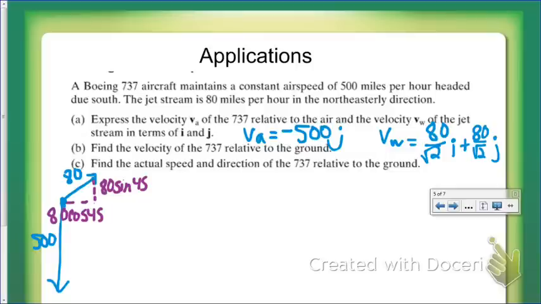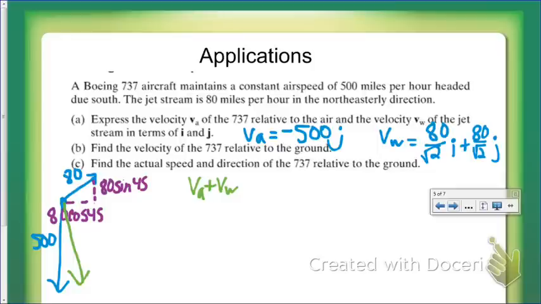Okay, because we know if we have that jet stream pushing that airplane, we're actually not going to be looking at that perfect negative 500J vector. It's actually going to be something more along these lines because we have that jet stream that's a factor. So in order to solve for what that's going to be, we're going to take those two vectors and add them together. So we're going to take the velocity of the airplane and add it to the velocity of the jet stream.